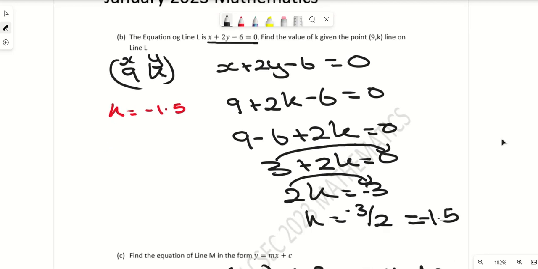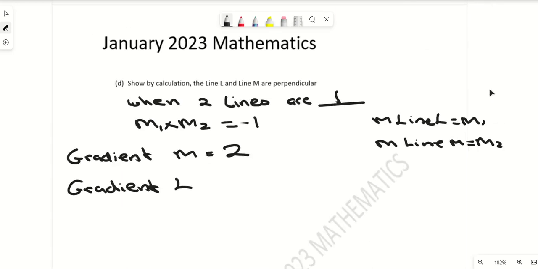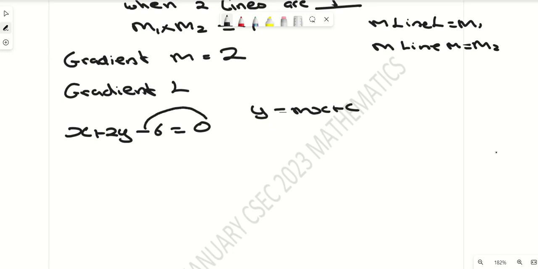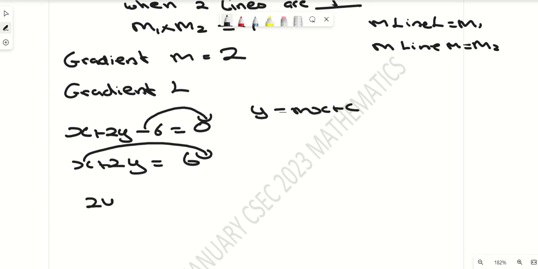So we have x plus 2y minus 6 equals 0. We have to make it in the form y equals mx plus c, where that just means to make y the subject. So you carry across 6 first. That is x plus 2y equals 6. Then you carry across x here. That is 2y equals 6 minus x.